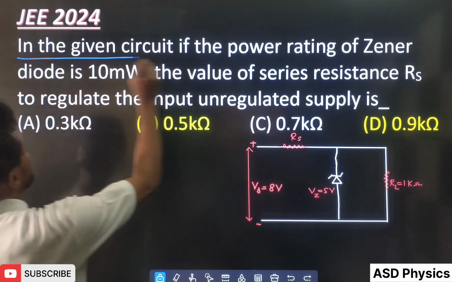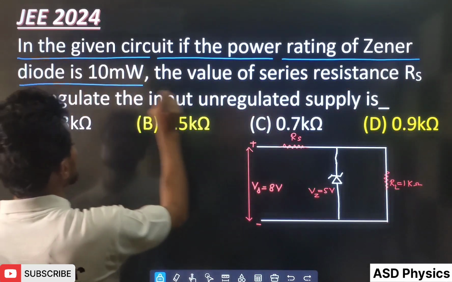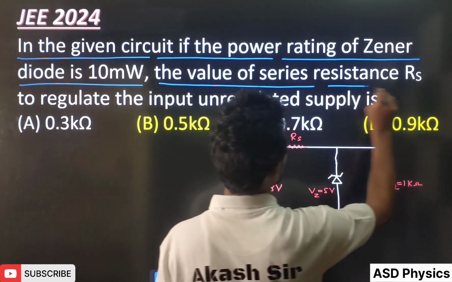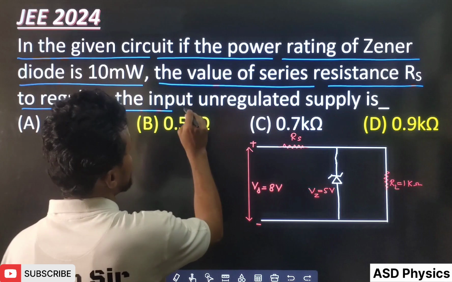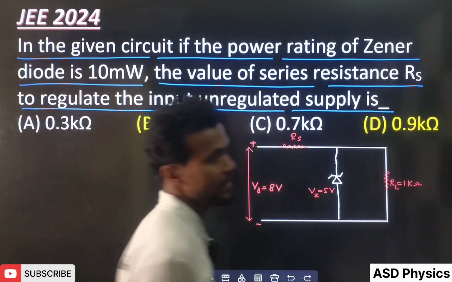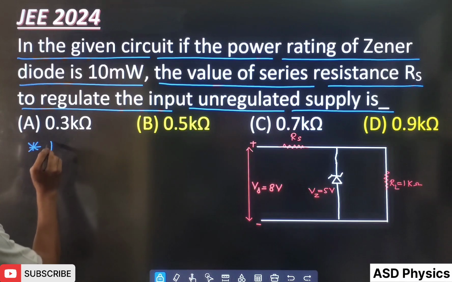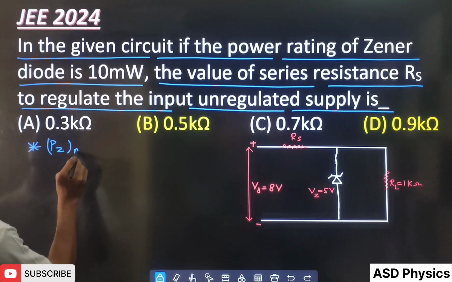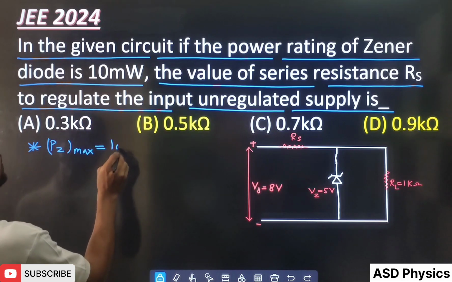So now let's see the question. In the given circuit, if the power rating of the Zener diode is 10 milliwatt, the value of series resistance RS, here, to regulate the input unregulated supply is how much? So students, when you go through the question, what is given here? The Zener diode power rating is given here. You can see very well, 10 milliwatt.